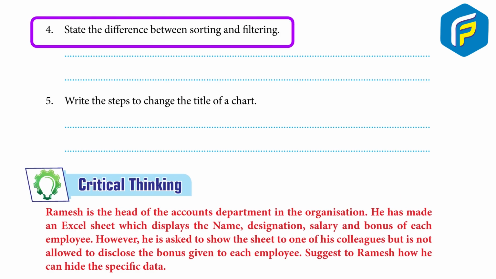4. State the difference between sorting and filtering. Answer: difference between sorting and filtering. Sorting. 1. Sorting helps you organize data. Filtering. 1. Filtering temporarily hides some of the data in the table. Sorting. 2. It helps in sorting text in alphabetical, numerical, oldest to newest or newest to oldest order. Filtering. 2. It does not help in ordering a text.